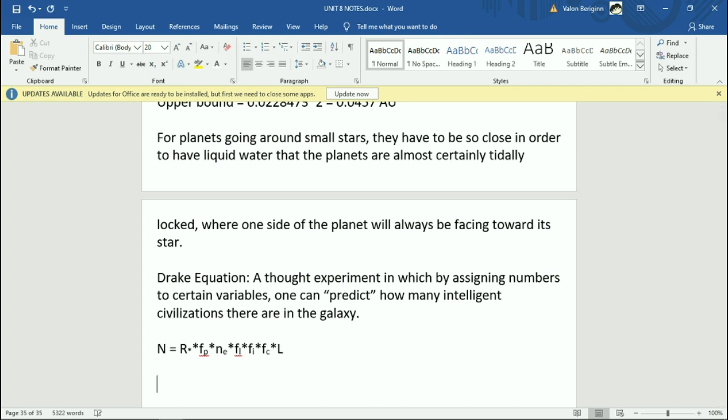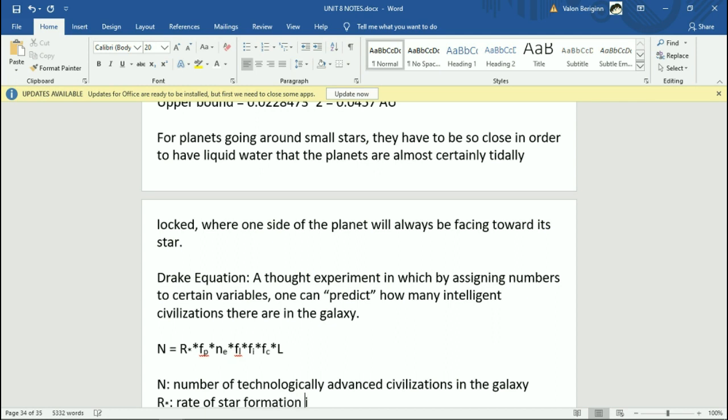So N at the beginning is your answer, which is the number of technologically advanced civilizations in the galaxy. Okay. That's what we're ultimately trying to solve for. So R star is the rate of star formation in the galaxy. Basically, how many stars are born in the galaxy every year?